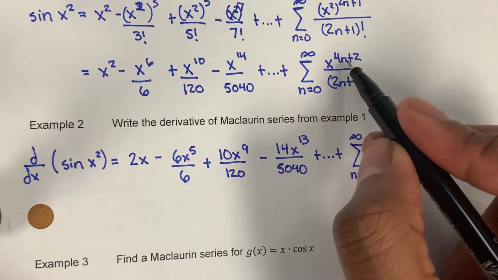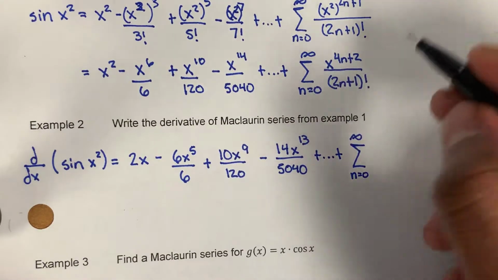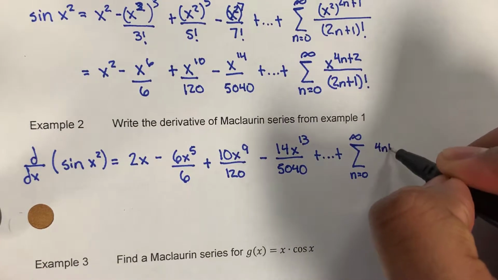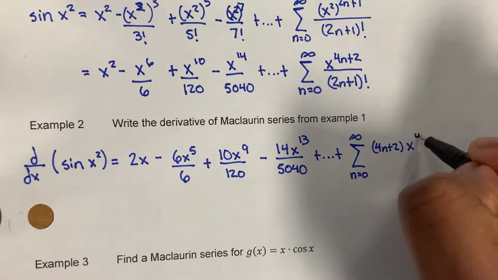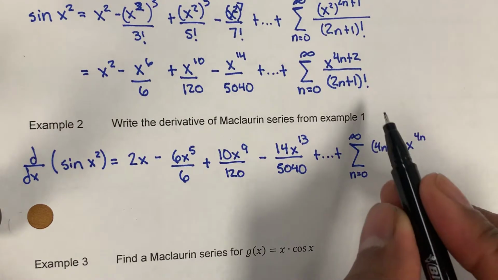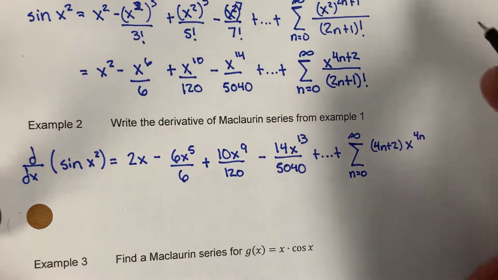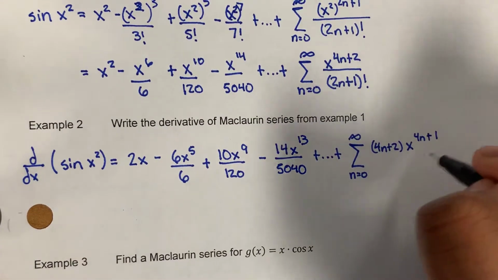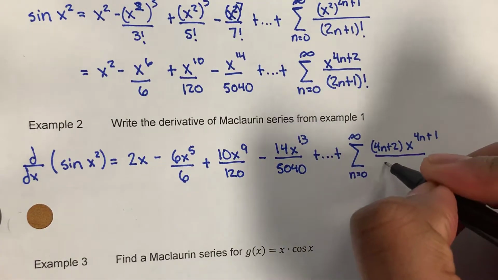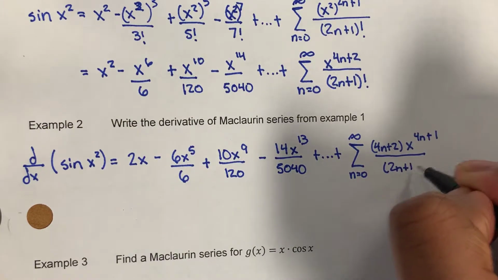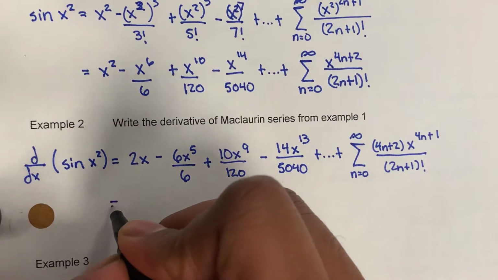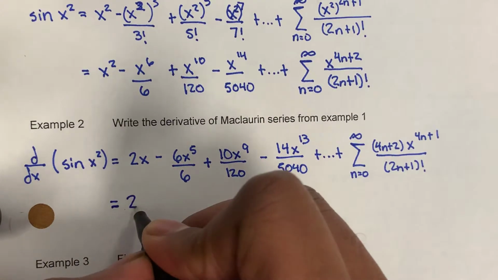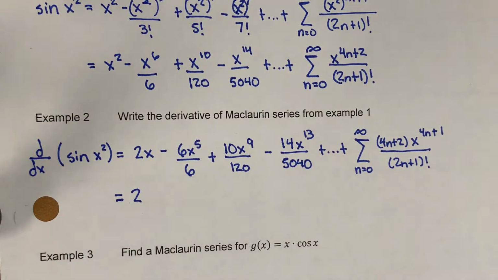We multiply the exponent to the front, so that's going to be 4n plus 2 times x to the 4n. If we subtract 1 from this exponent, it's going to be 4n plus 1. So 4n plus 1 over 2n plus 1 factorial. If we wanted, we could simplify by having 2. Allow me to grab a calculator.